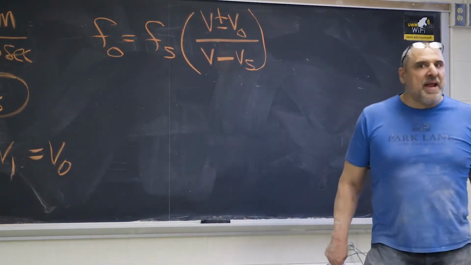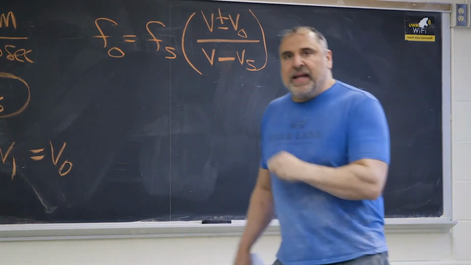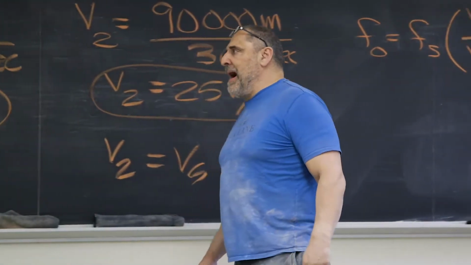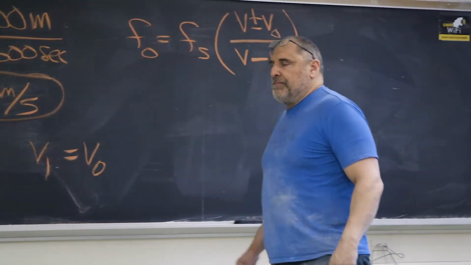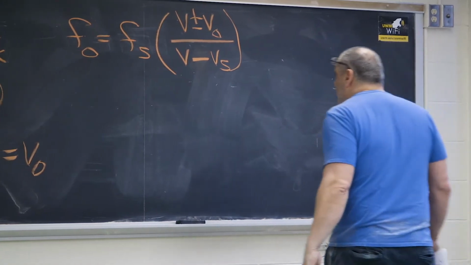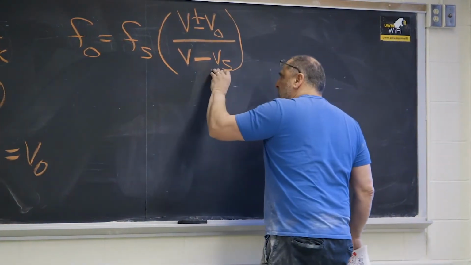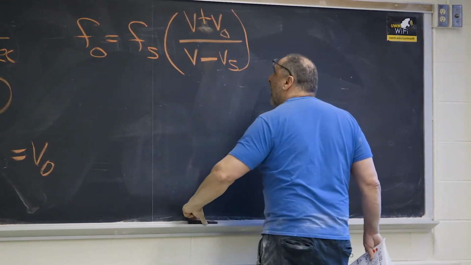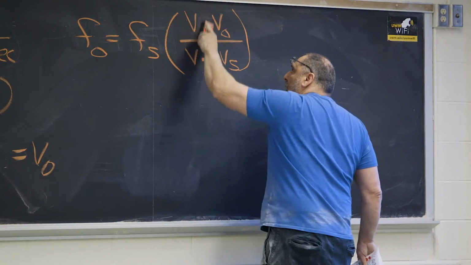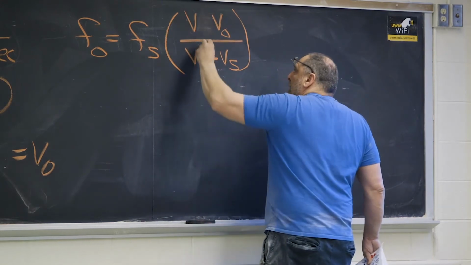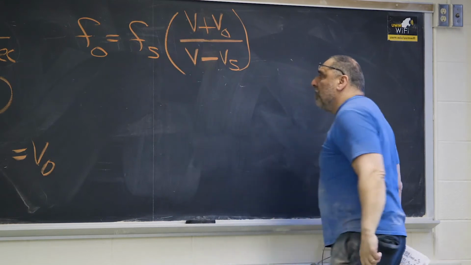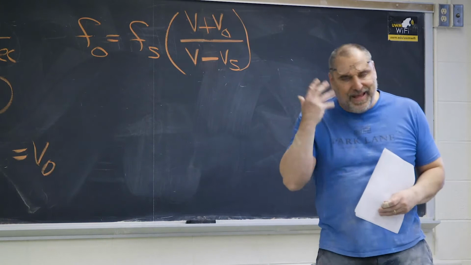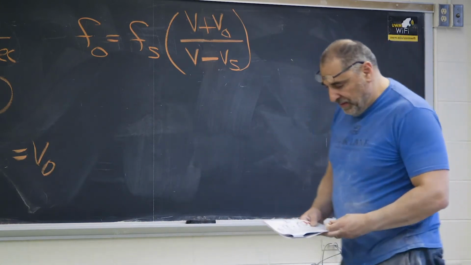If VS is coming at the other one, it's a minus. Why? Because it's accentuating the amount of frequency that is going to be experienced. He's coming right at the observer. Yeah, I know. I got more news for you. The observer's coming right at him. Wow. Big number divided by small number is going to be a big answer. Yeah, that makes sense.